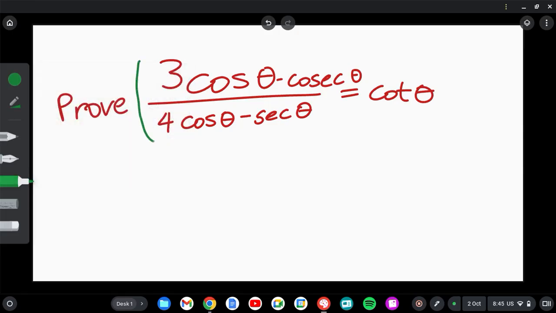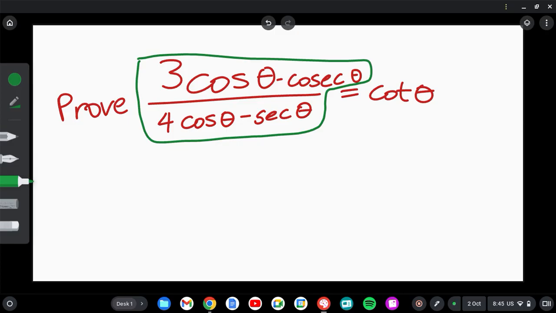Sorry, my stylus broke, so I need to. Okay, this is your first step. This is your very first step. Without doing this first step, you'll be going nowhere.